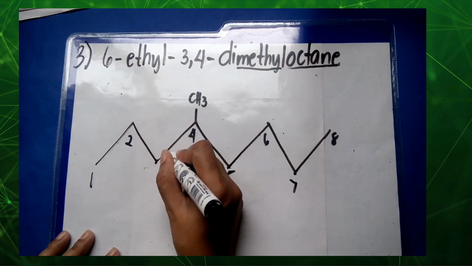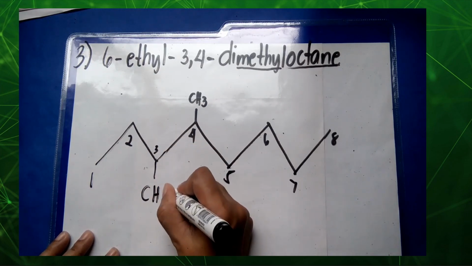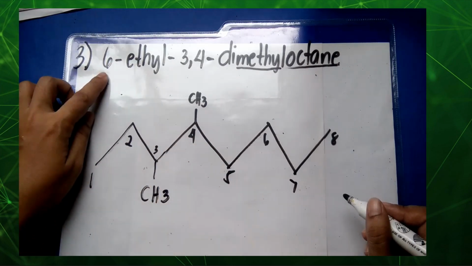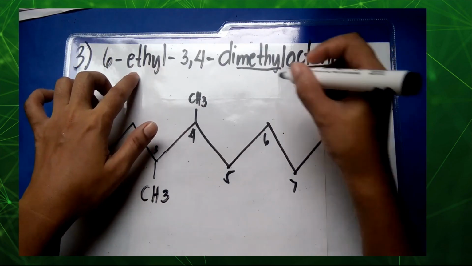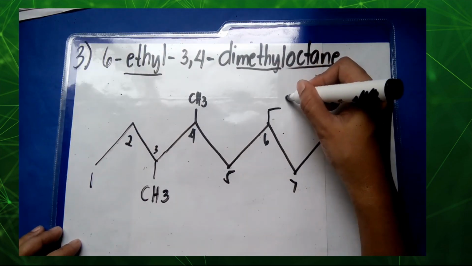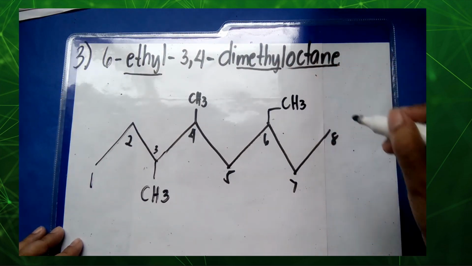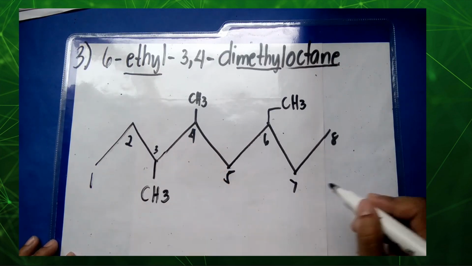O, baliktarin naman natin. So, dito ako maglalagay ng number 3. And then, the substituent is here, CH3. And then, in number 6 carbon atom, we have ethyl. So, ethyl po, sinabi ethyl. So, there are 2, 1, and 2. So, we have CH3. So, tingnan po natin kung tama yung ating structure.